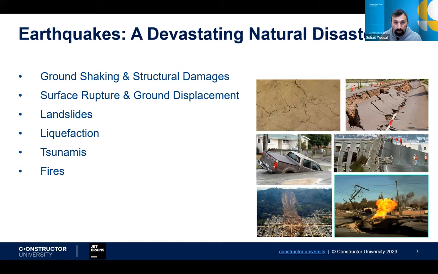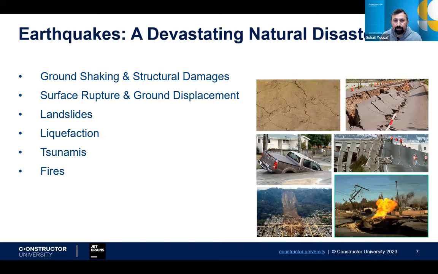Tsunamis: earthquakes occurring beneath the ocean floor can generate tsunamis, large ocean waves capable of causing widespread coastal damage. The abrupt vertical movement of the Earth's crust displaces water, creating powerful waves that may inundate coastal areas, causing flooding and destruction.